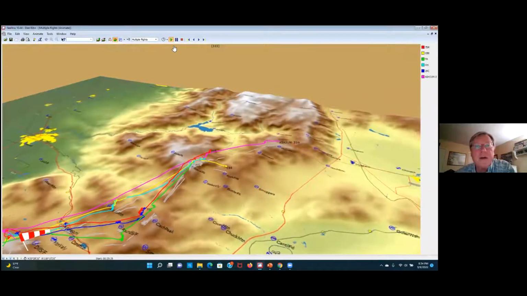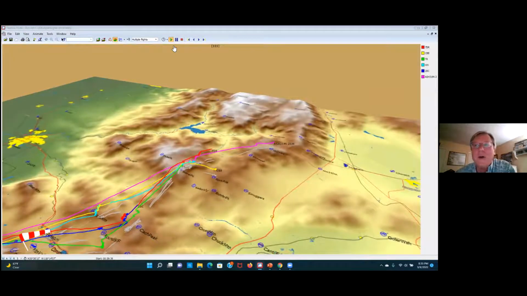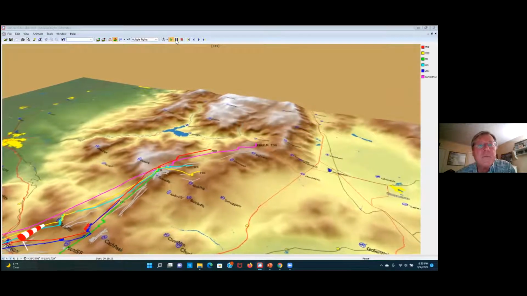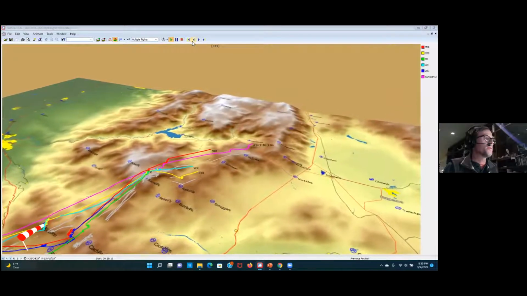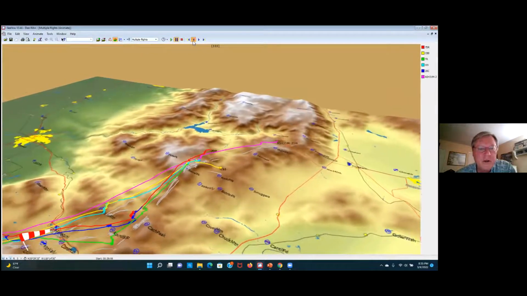Well, I'd back it up if I could get to these controls. There we go. I figured out how to move the controls. So let's start over. Yeah, just stop it and start over. And there we go. We fly everybody in a tail slide.